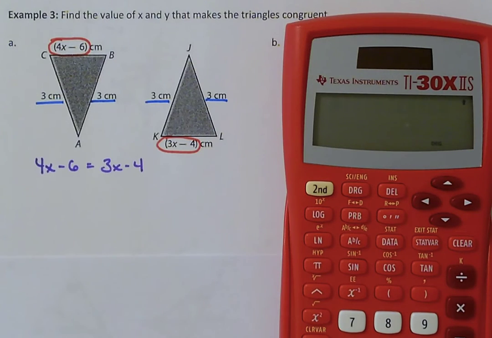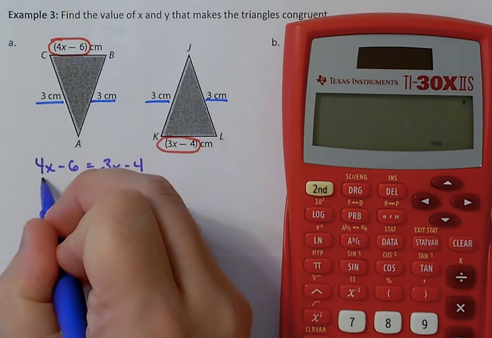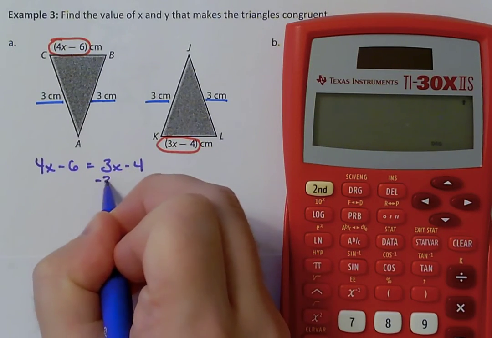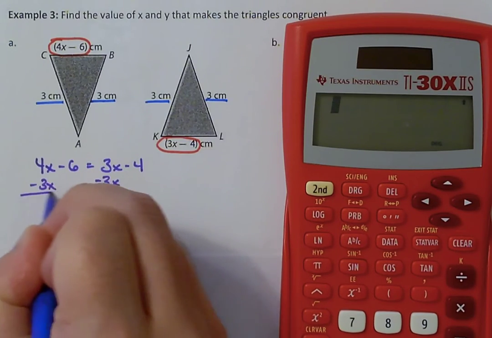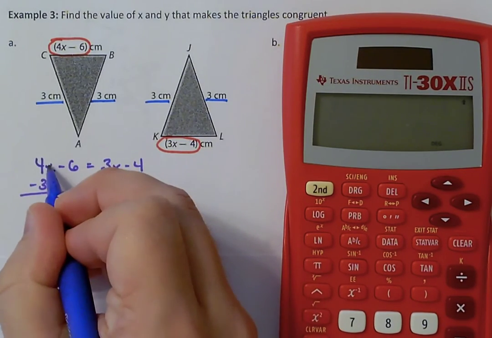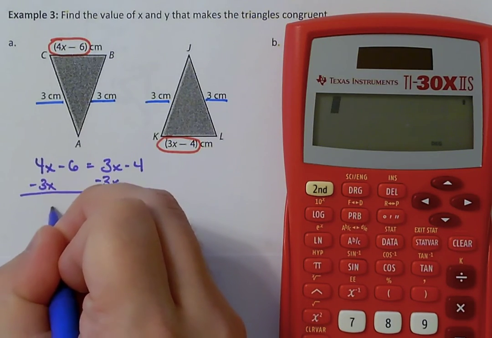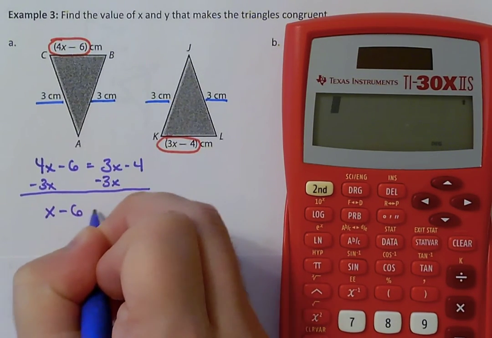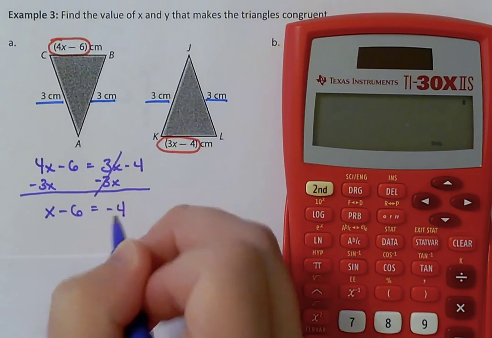Your first step is to get the variable on the same side. So I'm going to move this 3x over to the 4x. Because it's a positive 3x, I'm going to subtract it. So if I do 4 minus 3, I just end up with a 1 or just x. So we have x minus 6 equals negative 4.